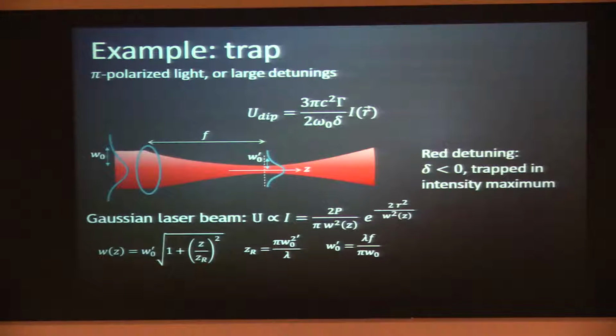Is the Gaussian distribution dependent on the polarization? No, it's just the intensity profile of a laser beam you make in the lab, which is typically Gaussian.